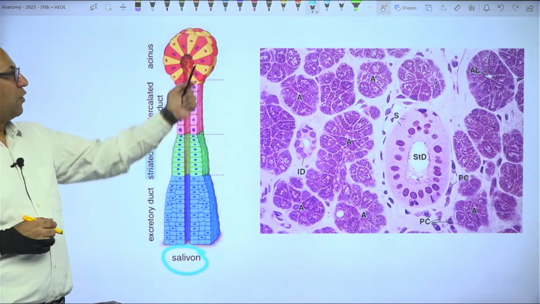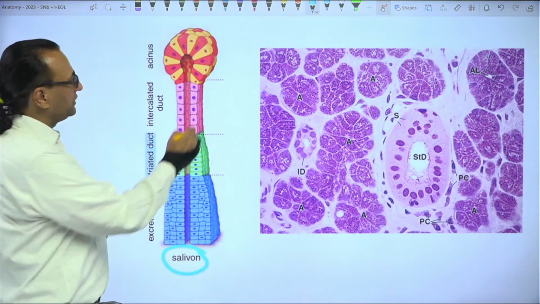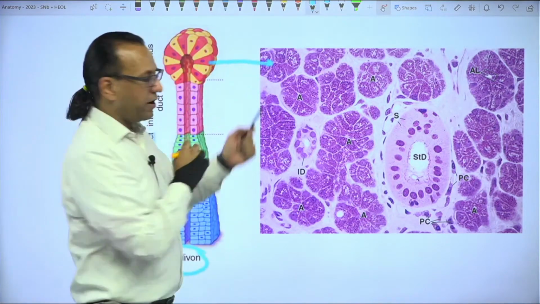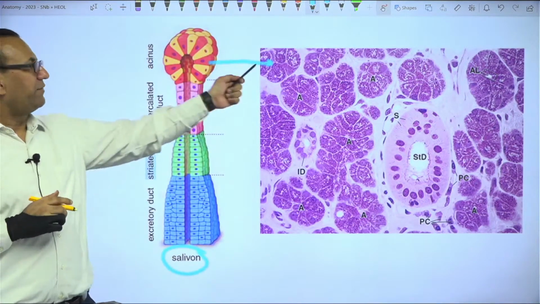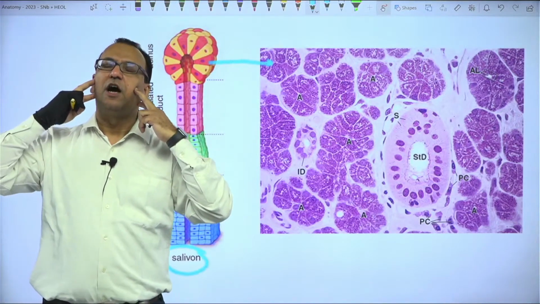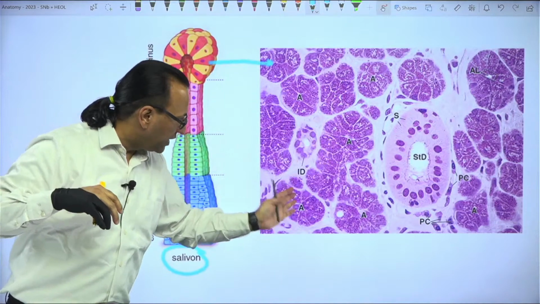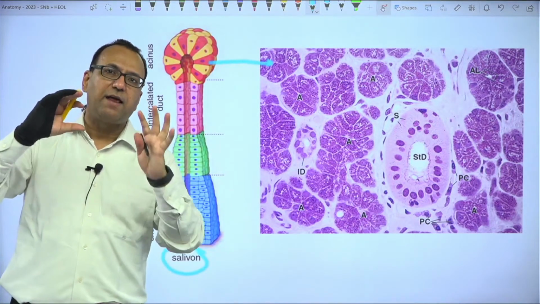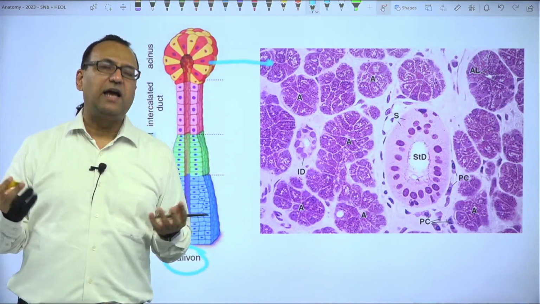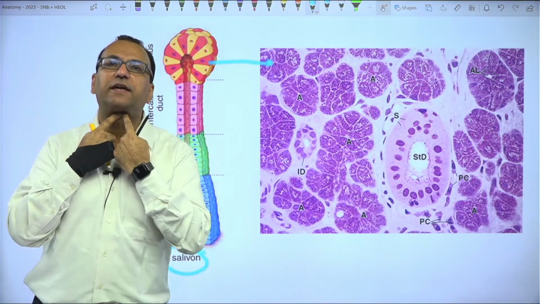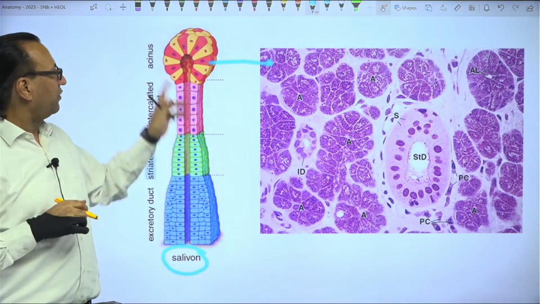And how do you know it is serous acinus? I know it is serous acinus because we are talking about parotid salivary gland. In parotid salivary gland, mostly it is serous acinus. How do you know serous? Because it is darkly stained. They take a lot of eosin and hematoxylin as compared with mucinous. They are lightly stained. Okay, so parotid salivary gland, acinus.